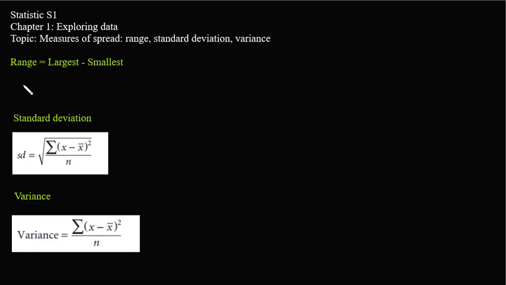For example, you have a data set like this: 182, 86, 20, 400, 9,001. So the difference between the largest and the smallest would be 9,001 minus 1, which is 8,999. So the range is very easy. It's the difference between the largest minus the smallest.